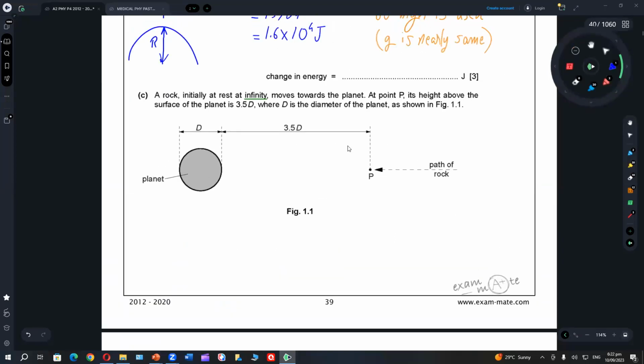Look at this diagram now. Separation from the center. That is 0.5 D. Okay, 1771. We got one answer.